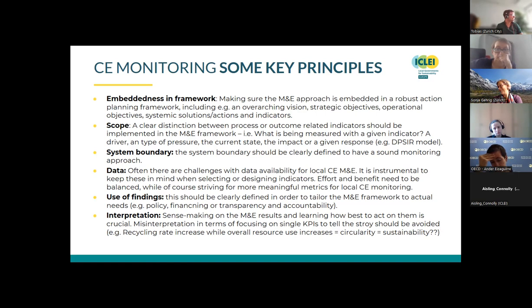The system boundary I've mentioned already, the data I've mentioned already. But I think also in terms of using the findings, again, it is really important to make that clear from the beginning of designing such a process, because it helps shape the way the indicators and the messages tailored from them reach the audience that is needed and are not hanging in the air, or worse, need much more additional interpretation by researchers and scholars before they can go out.